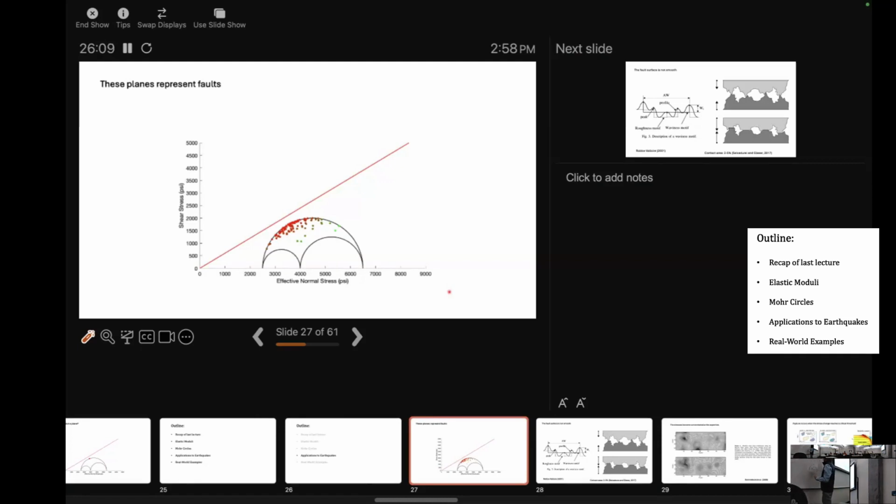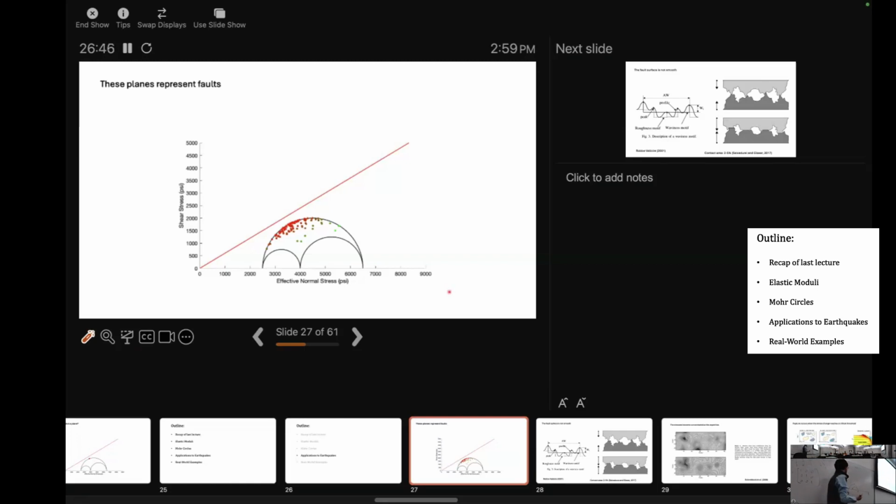So the failure envelope can have several different forms. There have been different forms postulated by different scientists. And the simplest is the Mohr-Coulomb, which is this linear version. The linear version says that the normal stress times mu, and I'll say what mu is in a second, is equal to the shear stress at failure. So the shear stress is equal to the normal stress times the coefficient of friction.